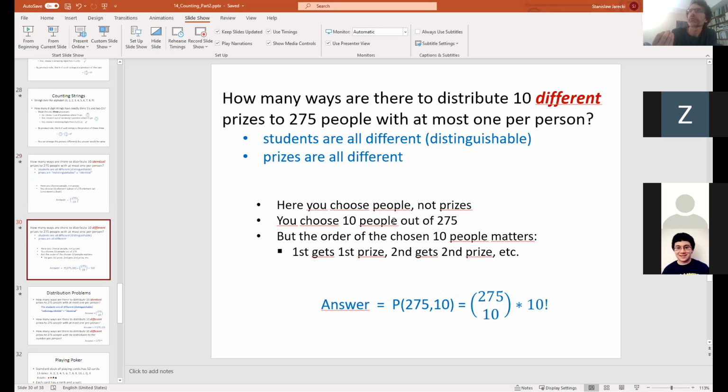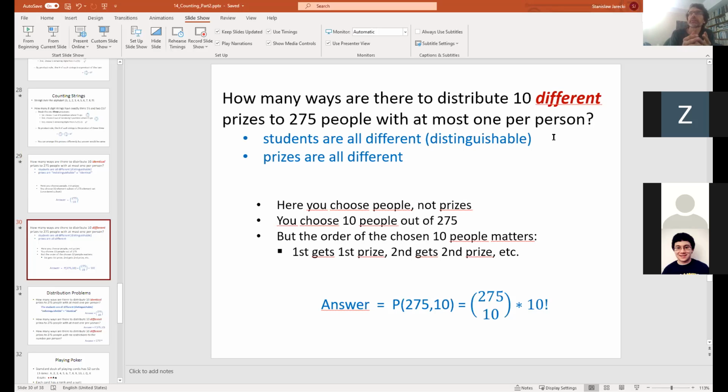But what if the prizes were different? That's like taking a sequence instead of a set, because you take 10 and now you order them, since it matters which order they are taken. The first takes the first prize, second, and so forth. So that becomes a 10 permutation out of the 275 set. In both cases you distributed some 10 objects into the 275.